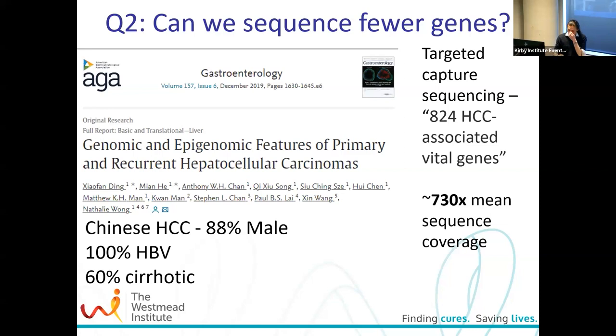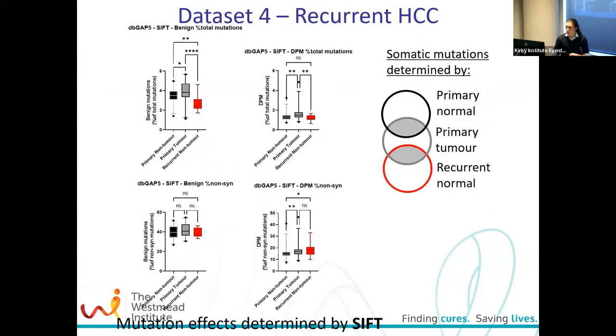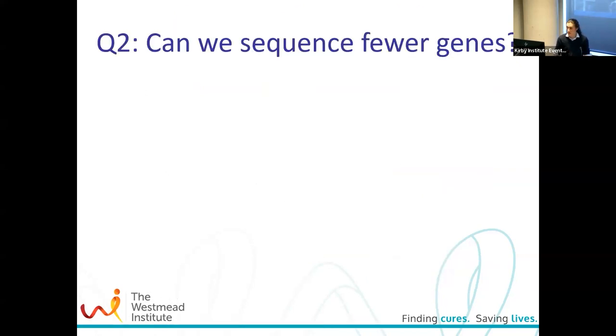We looked at another data set with even deeper sequencing, and we didn't see much difference here. So basically, these mutations accumulate across the entire genome. We can't specify particular areas for it. What we did see here was that patients with recurrent tumors seem to have an increased amount of DPM. So perhaps this could be a novel marker for recurrence. And this is some work that we're doing at the moment with some new data sets.